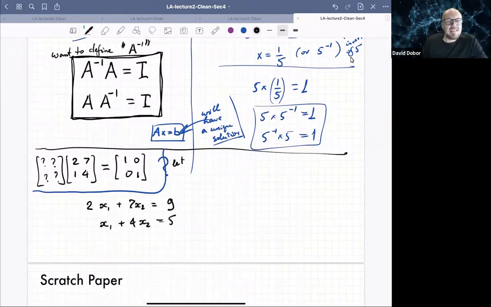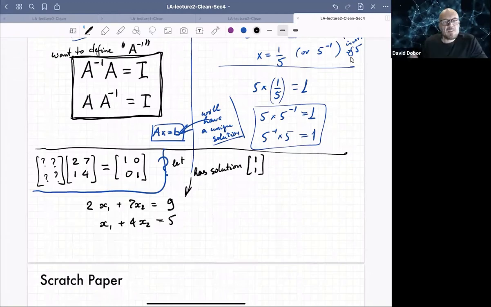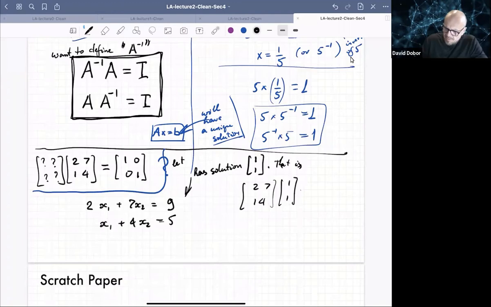I think everybody can see this. So what's the solution to the system? Yeah, the solution is 1, 1. That is x1 equals 1, x2 equals 1. That is, A times 1, 1: 2, 7, 1, 4 times 1, 1 will give me exactly 9, 5. A hand-picked right-hand side so that the solution is easy to see.